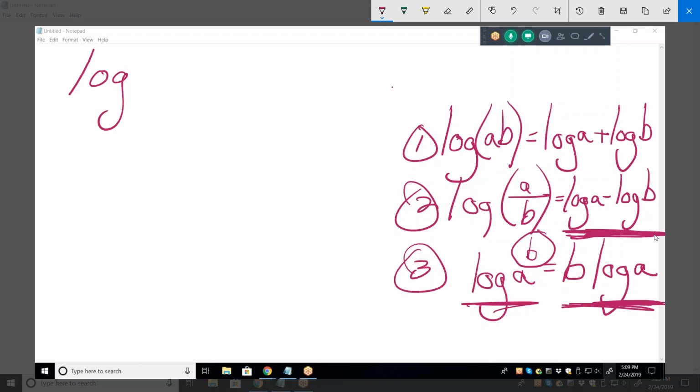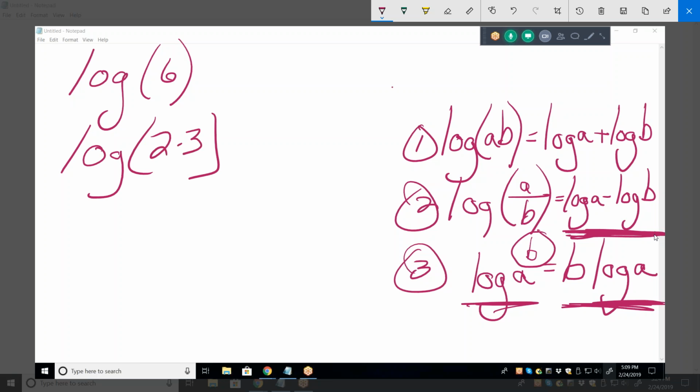Tell me what this is. Doesn't look like any of those rules, does it? No. What are factors of 6? 2. Not 2. 2 times 3. Oh, okay. Now you can use rule 1. What's that going to be? Log of 2 minus or plus log of 3, minus or plus. Yeah. If I am multiplying, it's plus.